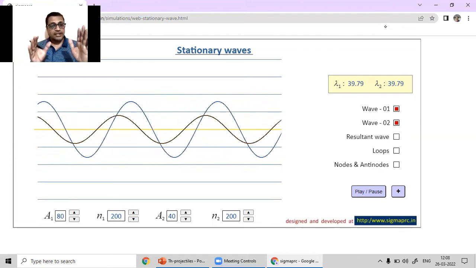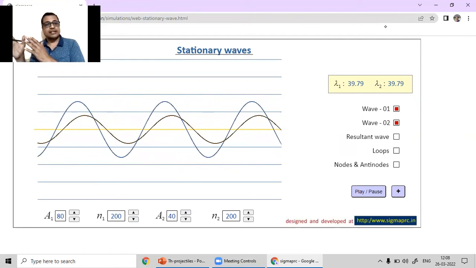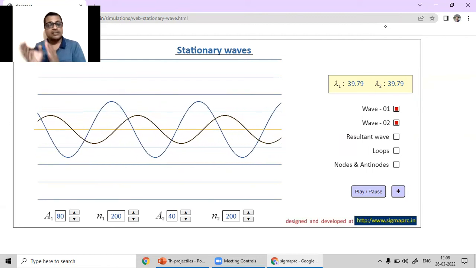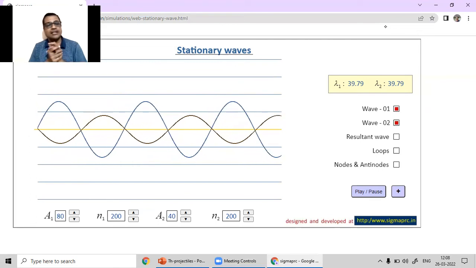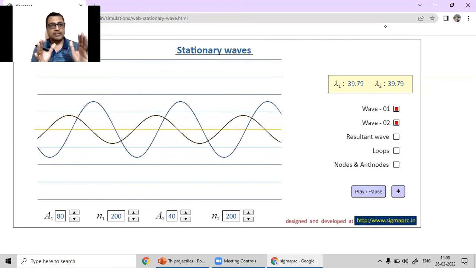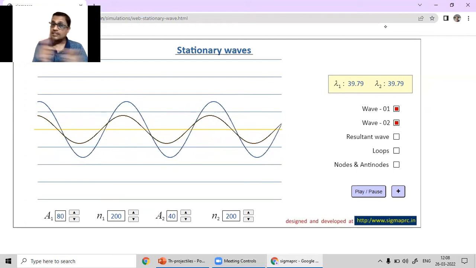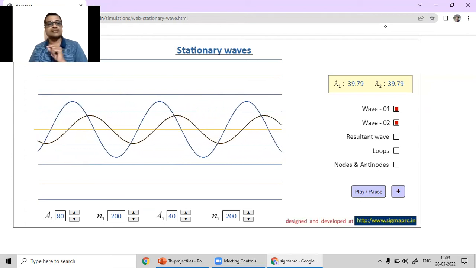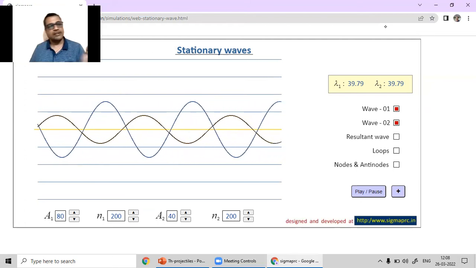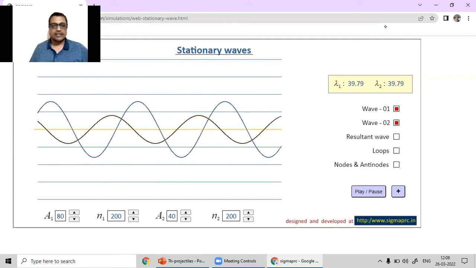So the blue wave is carrying more energy towards the right-hand side than the brown wave, which is able to carry lesser energy towards the left-hand side. So the net propagation of energy or the net transfer of energy is towards the right-hand side. That is the reason that it is no longer a stationary wave and it is propagating towards the right-hand side.